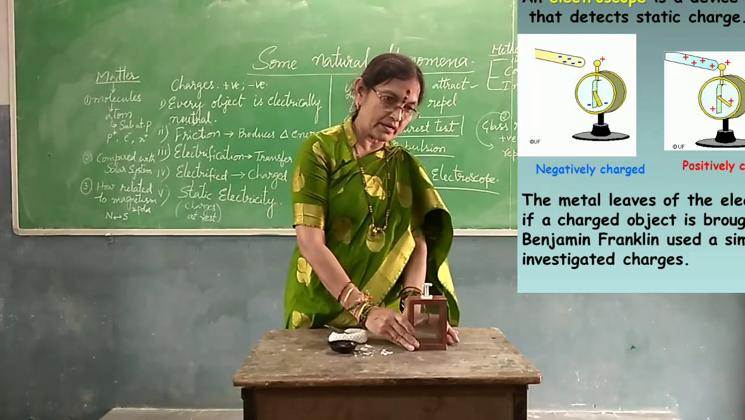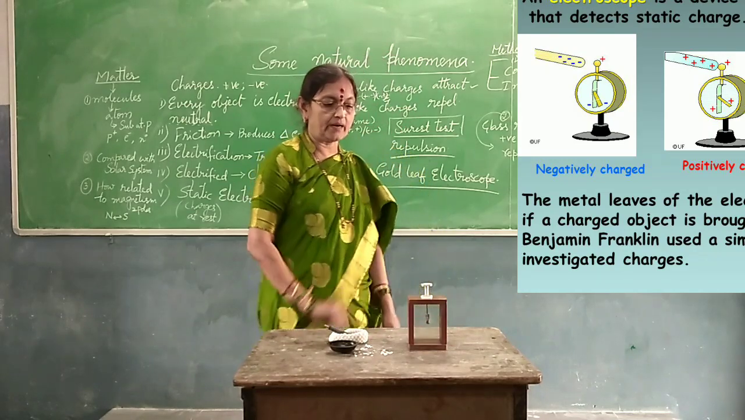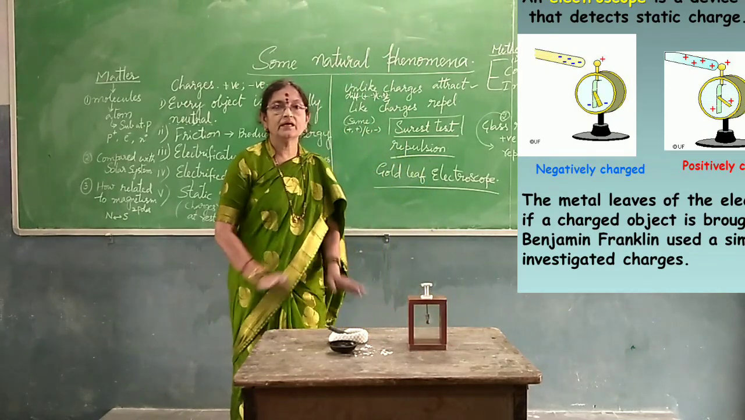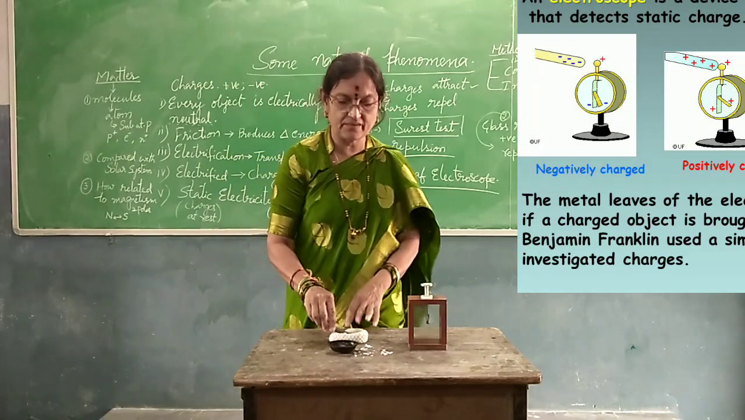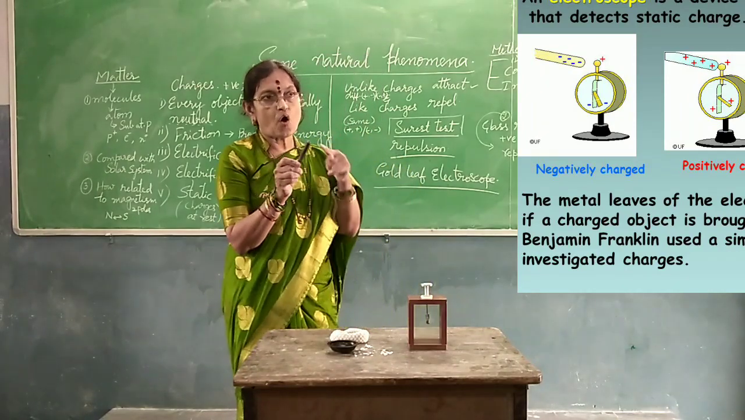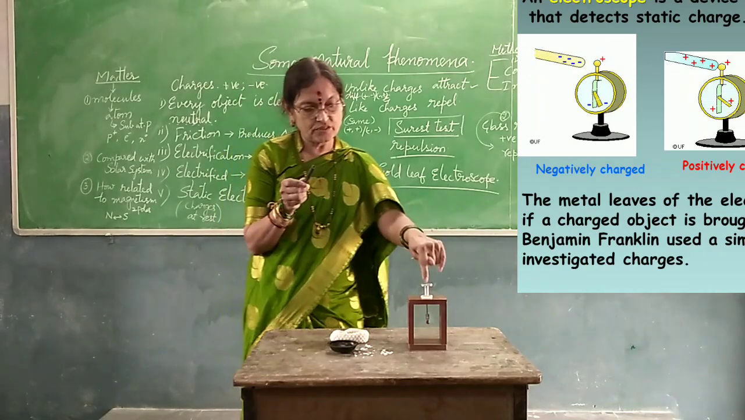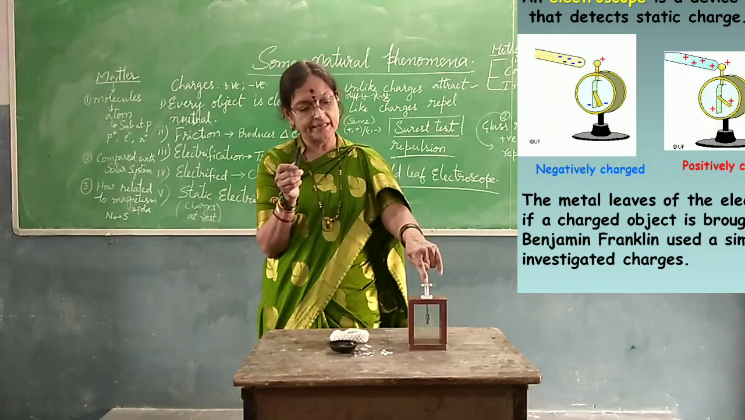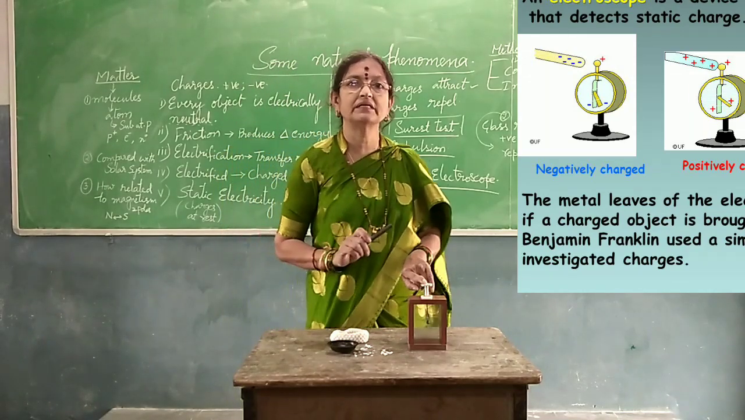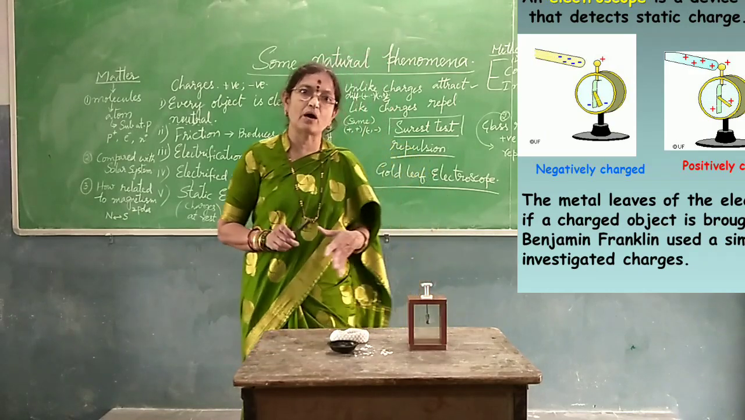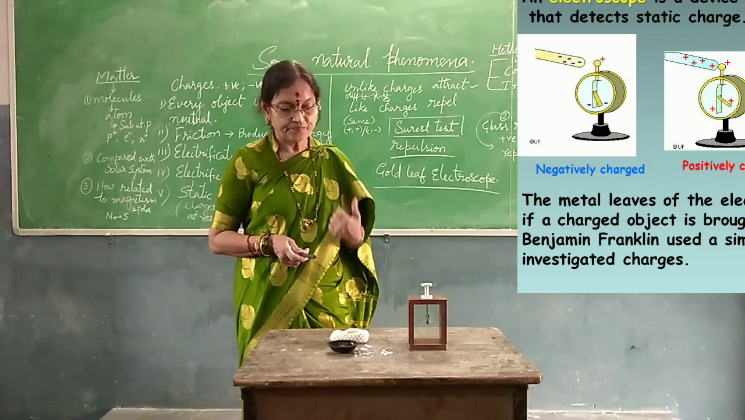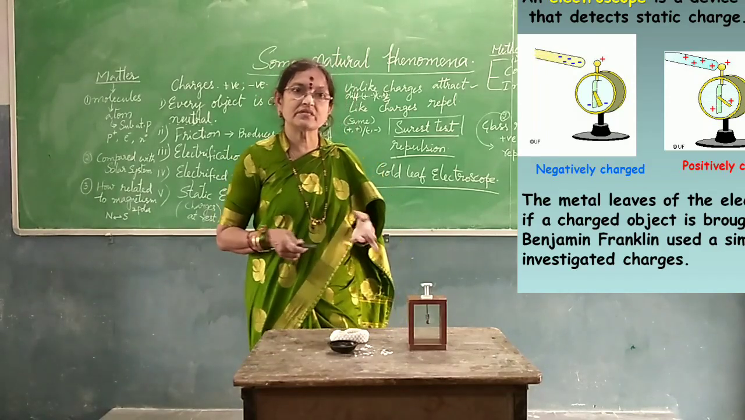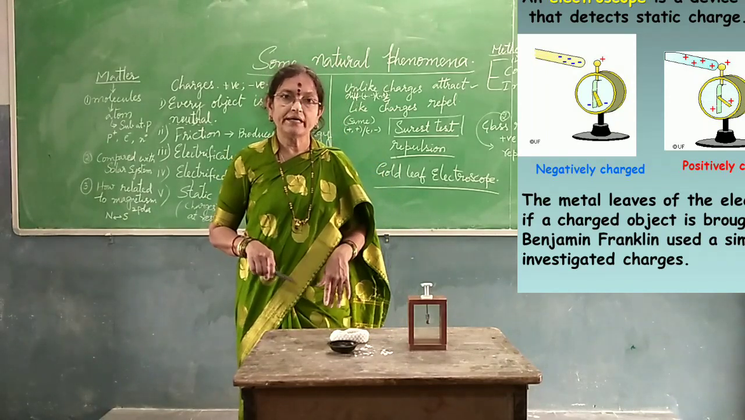Now whenever you rub and place it, the leaves will repel each other, because when you rub with this, the opposite charge will be induced. This is metal. Metals are good conductors of electricity, which you learned in 6th class, which allow electrons, charges, to flow through them and are called conductors. Those which do not allow it are insulators.